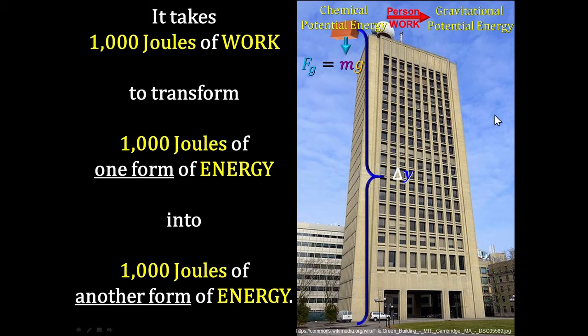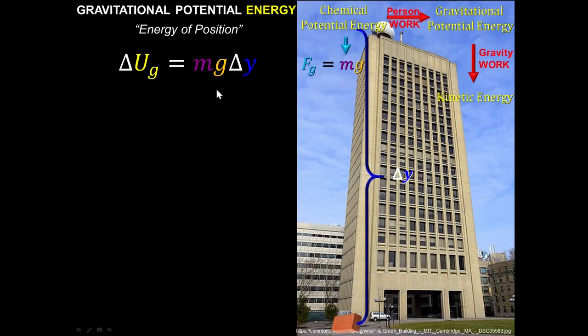But what is doing work in this case? Well, it's gravity that is doing the work. Okay, so gravity is doing work, converting this form of energy into another form of energy, and that's called kinetic energy. When it's moving, it has kinetic energy. Well, we can quantify these two things here.